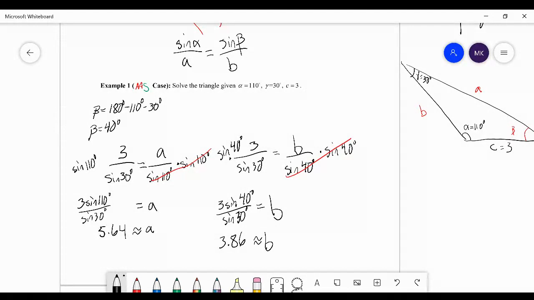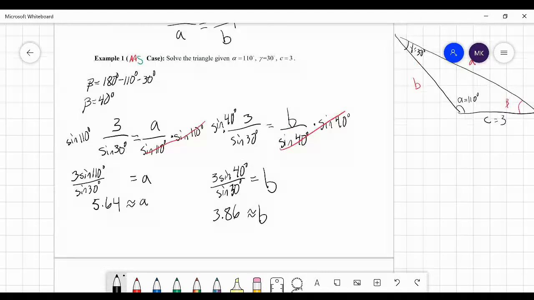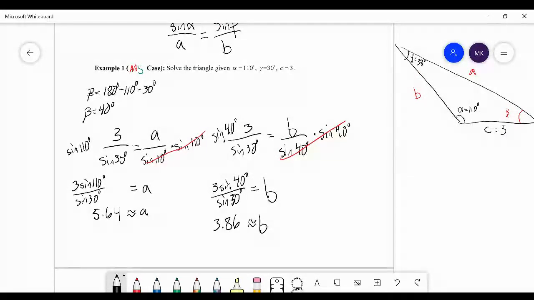3.86. So if you're somebody who likes to finalize your answers, that's a really great thing to do. I appreciate it as your instructor who's doing grading on tests. And we could simply say, okay, beta is 40 degrees, A is approximately 5.64, and B is approximately 3.86. And then square it, highlight it, whatever you want to do.